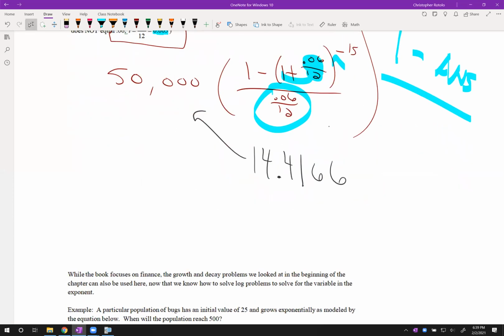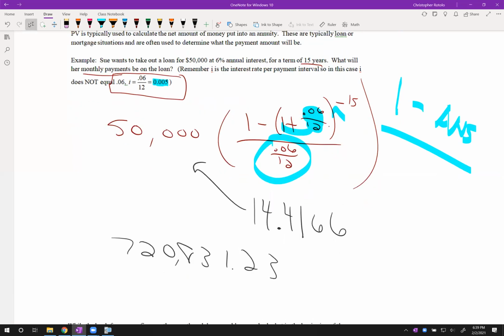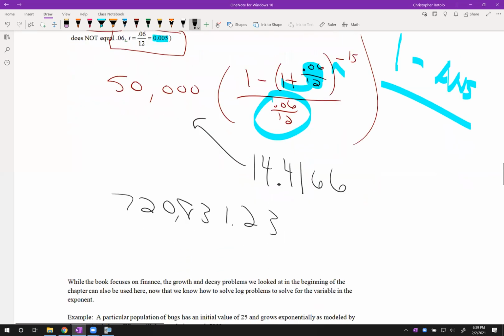So if that all works out, then we should be at 720831.23. All right, so 15 years, we're talking about a lot of money, and 6% interest is pretty good, right? If you look things up, you're not going to get anywhere near that in this day and age.